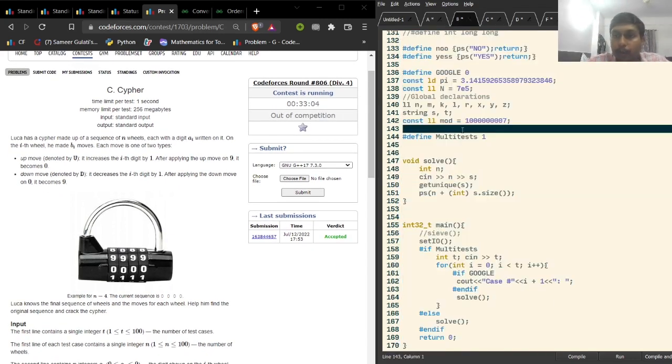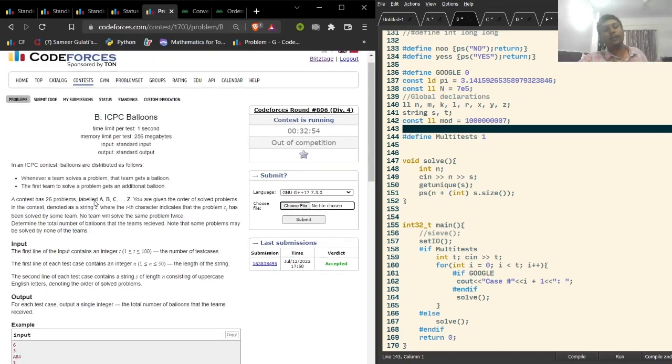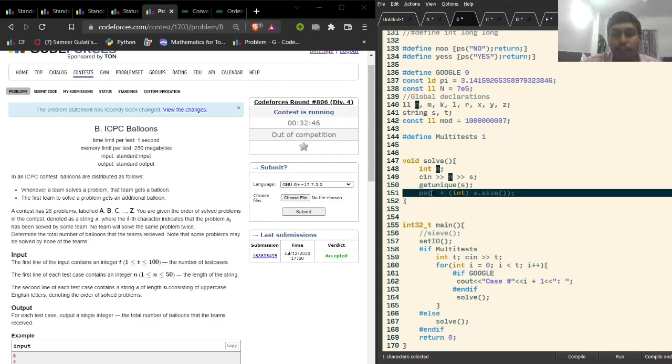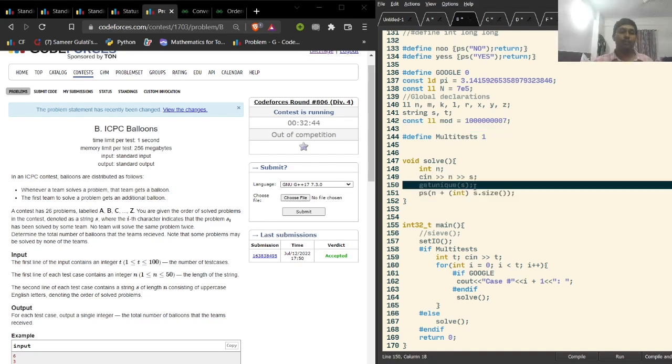Now if we move on to problem B, I have written a get unique function that was just to solve fast in the contest. I'll show. So basically what the problem meant, what I understood was that anytime you solve a problem, you'll get a balloon. So you will obviously get n balloons, which are n solves. But if a team solves a problem for the first time, that's the first time that problem has been solved, then that team is going to get one more balloon.